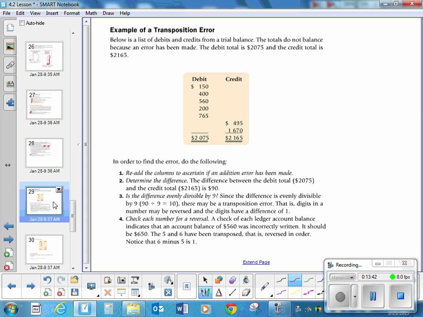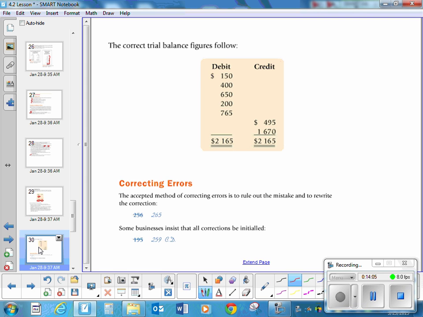Okay, so that's an example here of a transposition error. Your differences are off. So they're finding the difference of $90 and it's divisible by 9. So then they know that maybe they've written something wrong. And in this case, this 560 should be 650. Okay, so that's an example, a quick way that you can go and find your error. Okay, and then once you've got it, then you can fix it up.